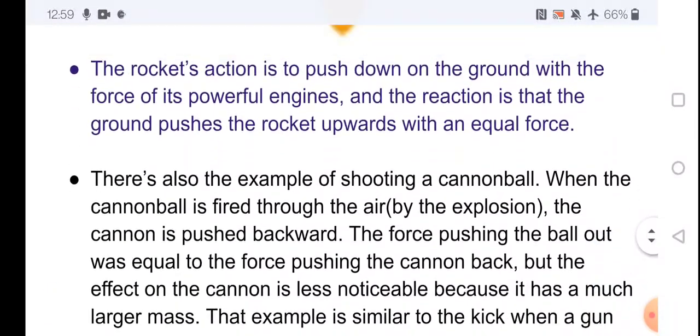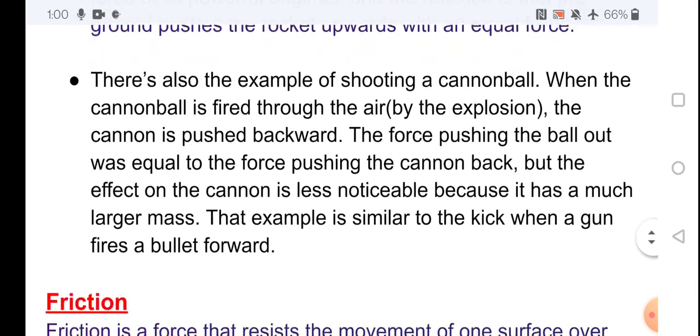Another example for Newton's third law of motion is shooting a gun. If you shoot a gun, the gun moves a little in the backward direction. As a result, the bullet moves from the gun in the forward direction.